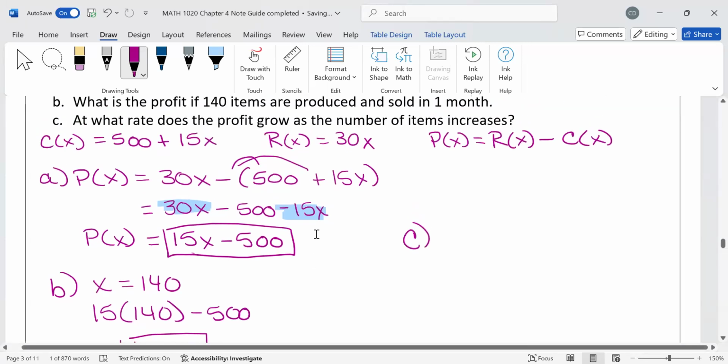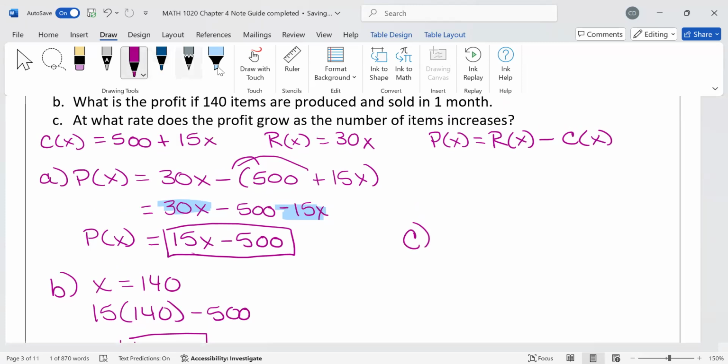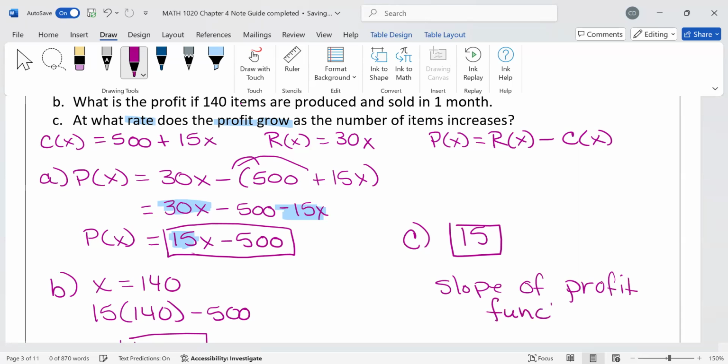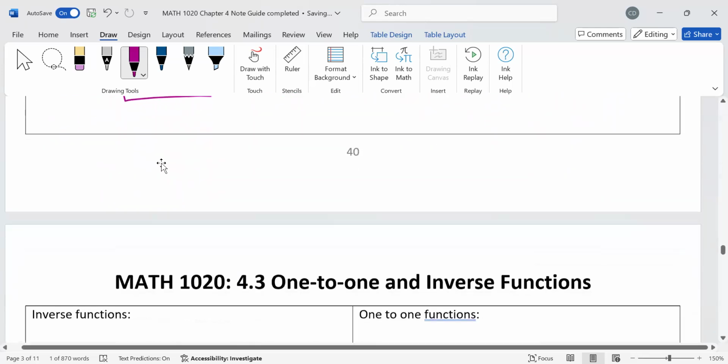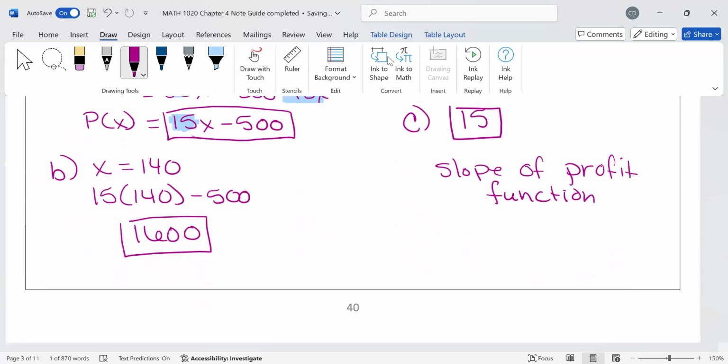Part C says, at what rate does the profit grow as the number of items increases? What rate of growth? Okay, so the rate of growth, which is our slope of the profit function, that is the 15. You don't put an X on it, you just want the 15. Okay. Oh, and we are done with section 4.2.